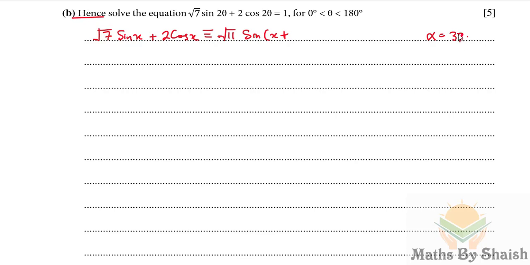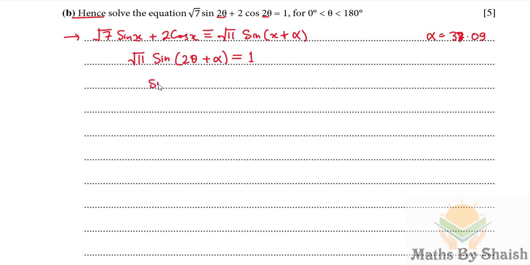point, just a minute, 37.09, so we will use it later. For the time being, let's write it as alpha. In the first case this is x, but in this case it is 2 theta, so x is 2 theta, and we can write it as root 11 sine of (2 theta plus alpha). Everything would be the same, only x becomes 2 theta, equals 1.